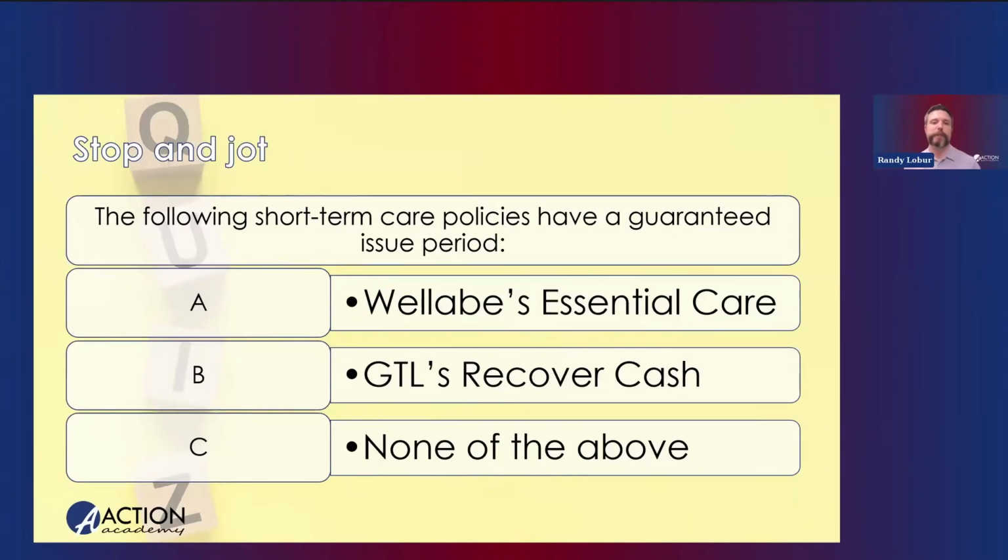All that said, quick knowledge check for you. The following short-term care policies have a guaranteed issue period. Is it A, Wellaby's Essential Care, B, GTL's Recover Cash, or C, none of the above? Which of them has a GI period?